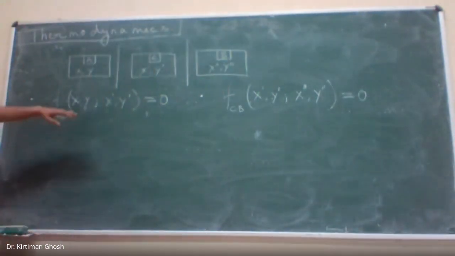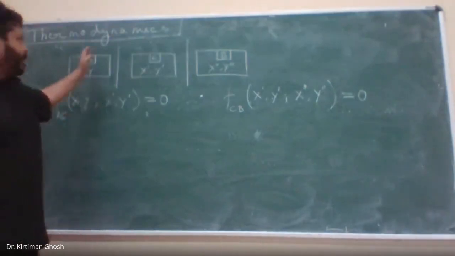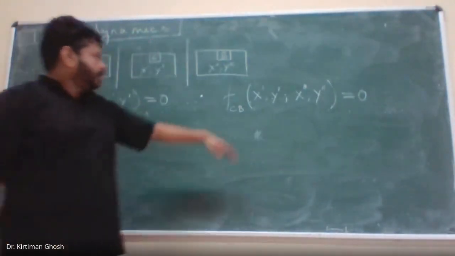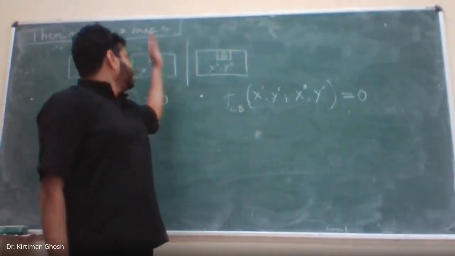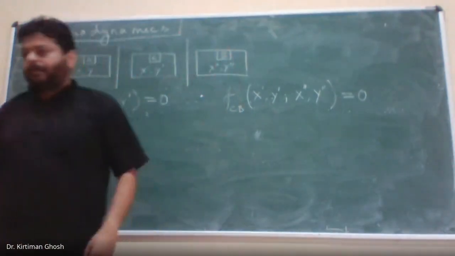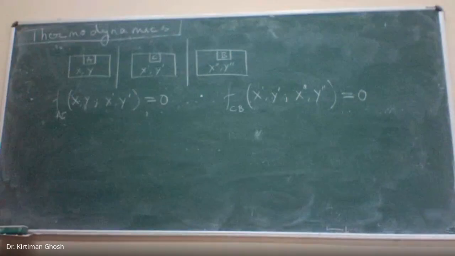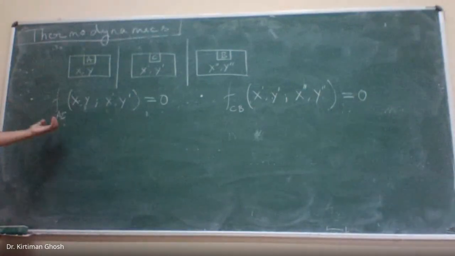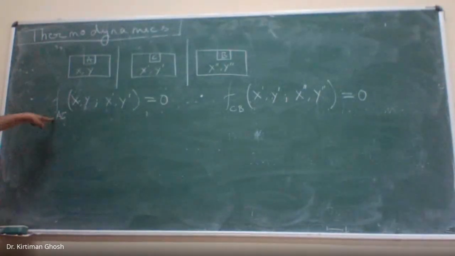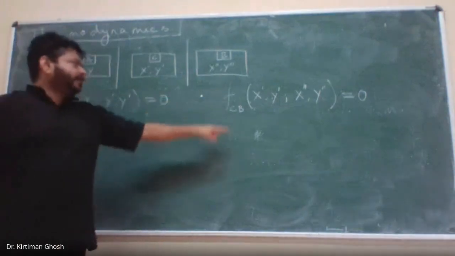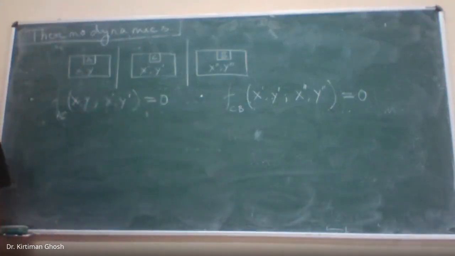So this function ensures that systems A and C are in thermal equilibrium. This relation ensures that system C and system B are in thermal equilibrium. This functional form, this FAC and this FCB, may be completely different, right? It depends on what systems we are considering.